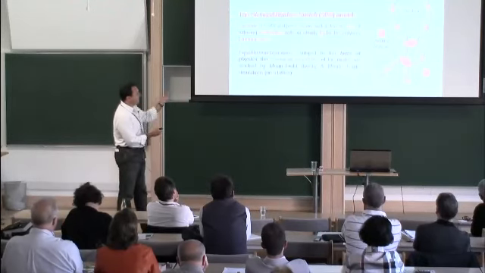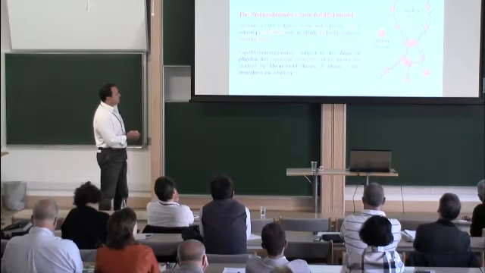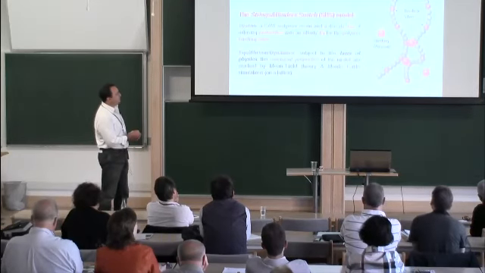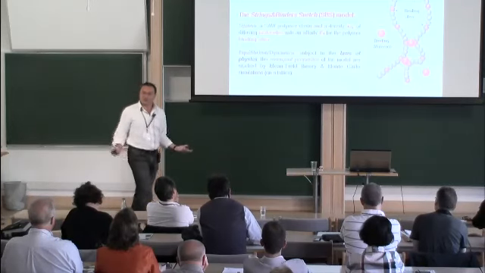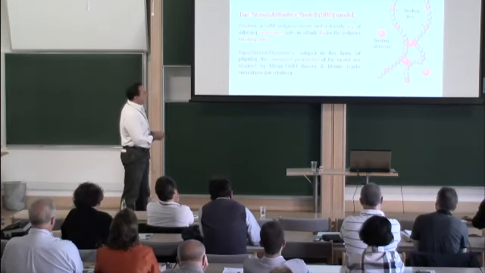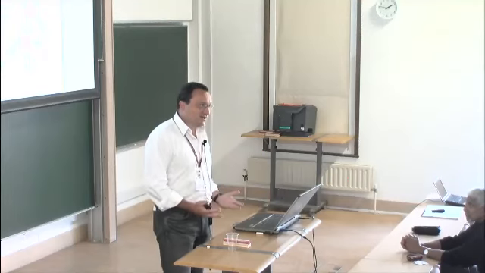This model is characterized by two main control parameters. One is the concentration Cm of binding molecules, because if you have no binding molecules, this is just the self-avoiding walk. And the other is the binding energy of the molecules to the binding sites along the string. That's the strings and binders model. This is simple enough to be fully investigated with standard tools of polymer physics, and you can see what the emergent properties of such a schematic simplified system are.